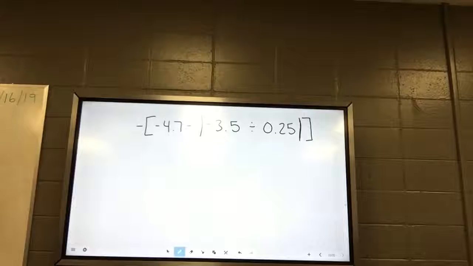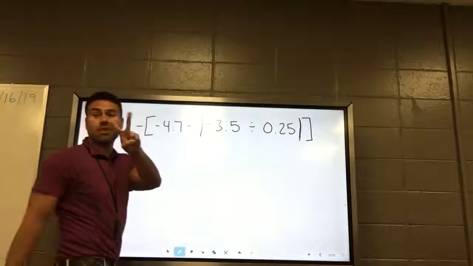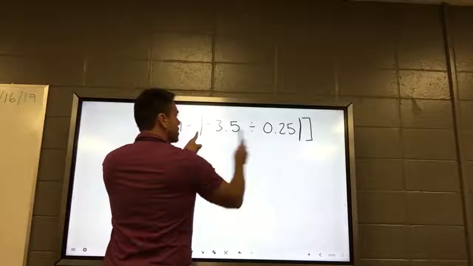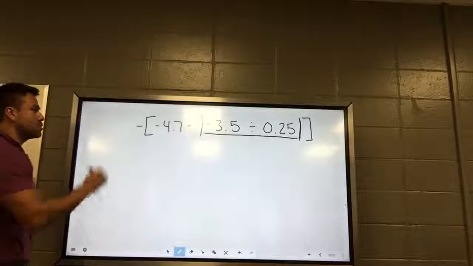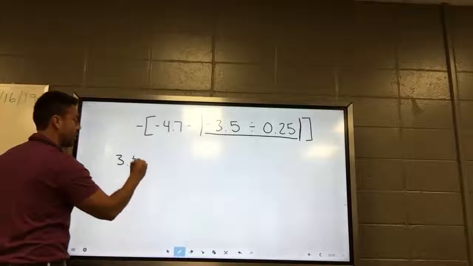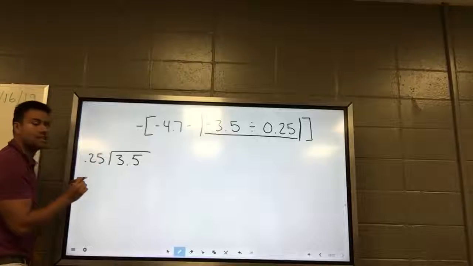Okay, go ahead and work this one out. Okay, I have two symbols of inclusion. I have the brackets and I have the absolute value signs. So I'm gonna do what's in here. What's negative 3.5 divided by 0.25? Well, I know it's gonna be negative. So 3.5 divided by 0.25. What do I do with that decimal point?